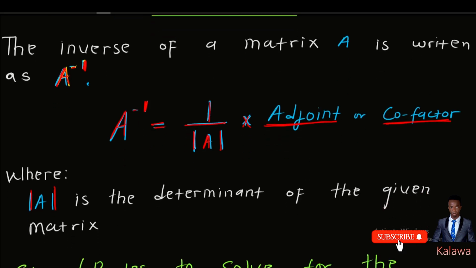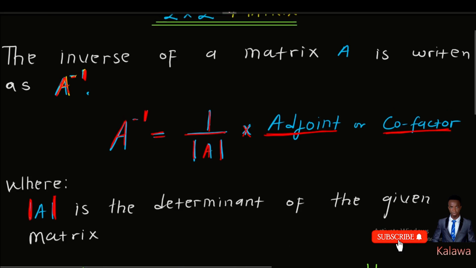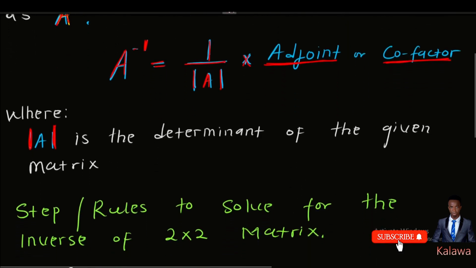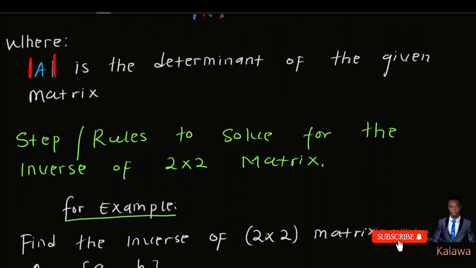So from this formula, remember in our previous video, I said whenever you see a sign like this, note that that sign is the determinant of that particular given matrix. So from the formula, this sign is the determinant. So we are going to follow some steps or rules in order to solve the inverse of any given matrix.